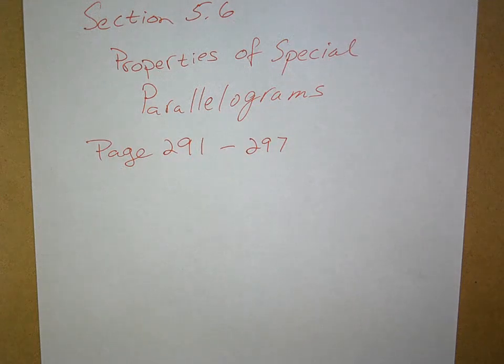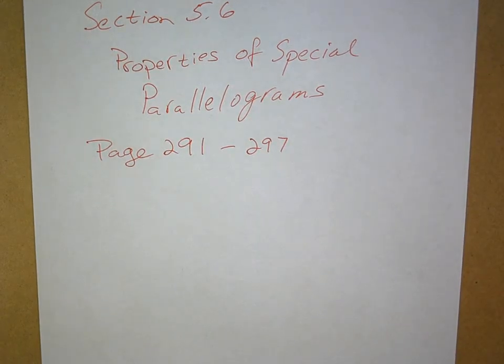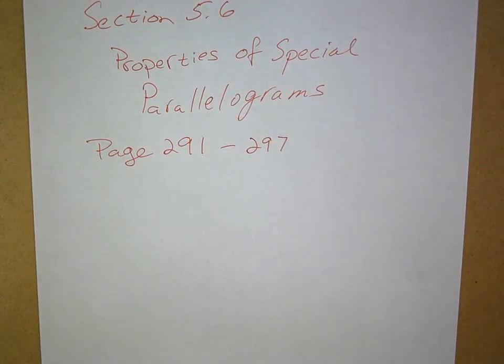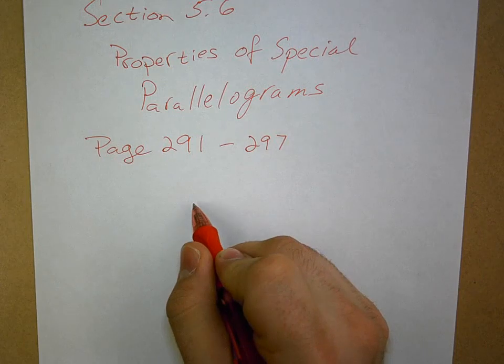In the last section, we learned about properties of regular parallelograms. Now, we're going to learn more properties about special parallelograms. All the properties that we learned in section 5.5 apply to all these special parallelograms because they are parallelograms. Okay? So, we're going to go through the conjectures. We're going to go through a little ideas here. And we're going to start with a rhombus.